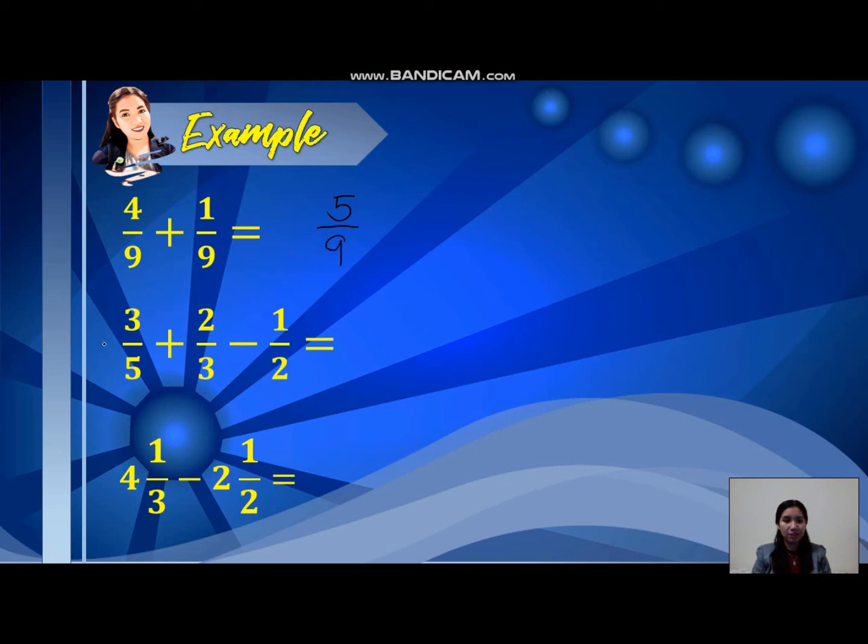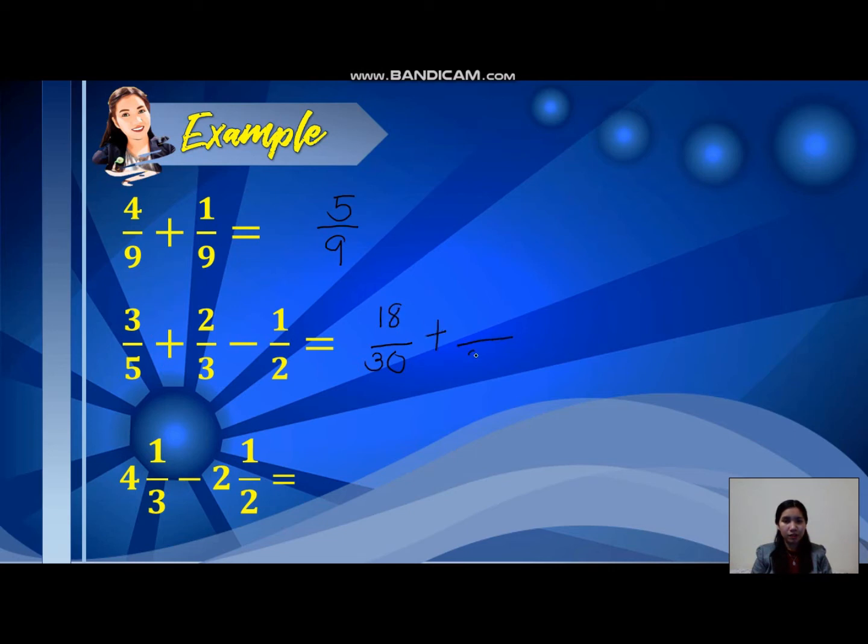Next, we have 3/5 plus 2/3 minus 1/2. These fractions are dissimilar fractions. Therefore, we need to make them similar by finding the LCD. So the LCD of 5, 3, and 2 is 30. So we need to express each fraction in a new form using 30 as the denominator. To do this, 30 divided by 5 times 3. So we have 30 divided by 5 is 6 times 3, 18.